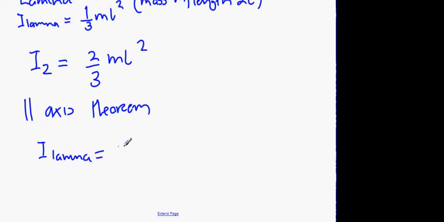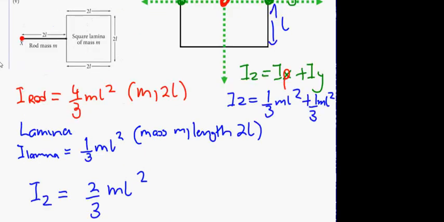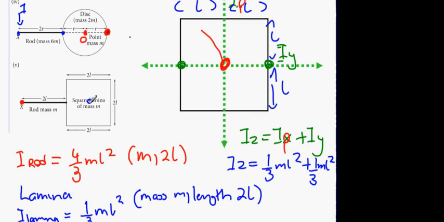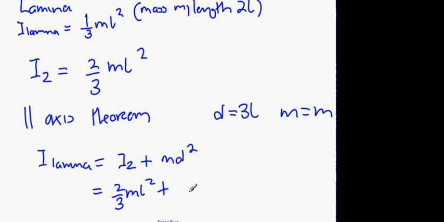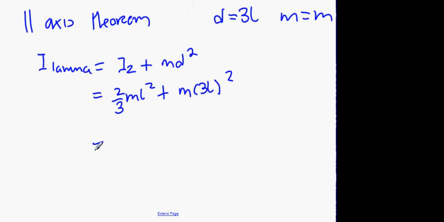I-lamina equals IZ plus MD squared. Now, how far away is it from the centre? That's going to be another 3L, mass M. So D equals 3L, M equals M. So what we're going to get is 2/3 ml squared plus MD squared, which is M times 3L squared. Multiply it out. What do we get?